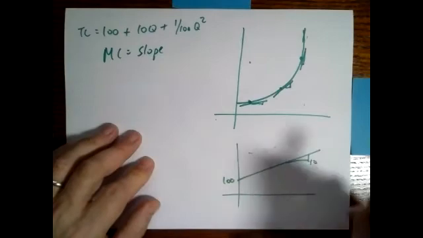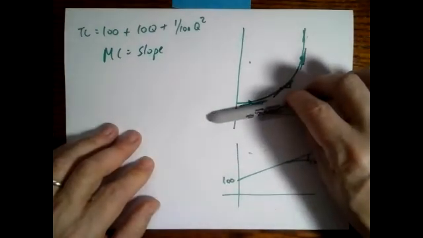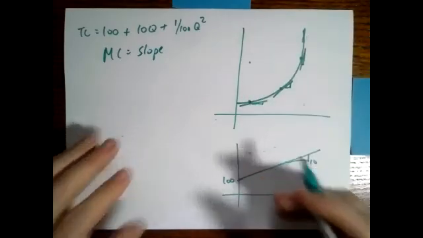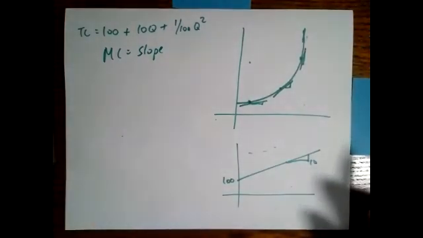You can't just eyeball it. You have to have some means of figuring out what's the slope of the tangent at each of these points, okay? So now I'm gonna give you the trick, okay?